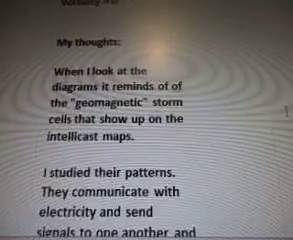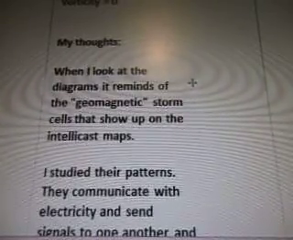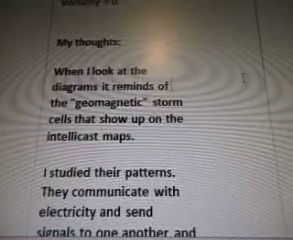My thoughts. When I look at the diagram, it reminds me of the geomagnetic storm cells that show up on the intellicast maps. If you don't know what that is, that's a weather satellite map. And if you don't know what I'm talking about, geomagnetic storm cells, on my blog it shows you. I have a weather blog that I do. I should have put that in here.